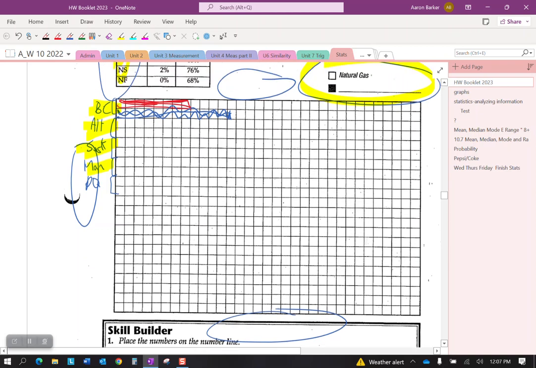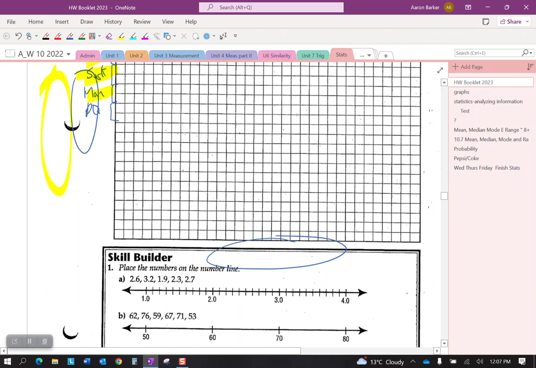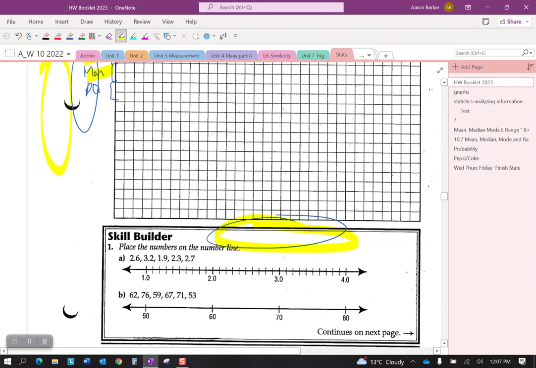Don't forget to have a title at the top, label your axis on the side, and even though there's no room, you need to label your axis at the bottom as well. Any questions?